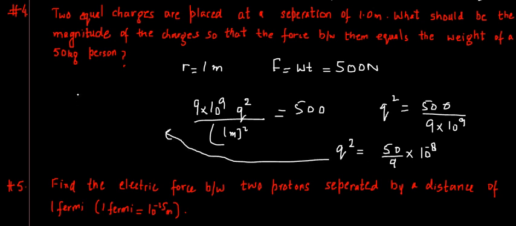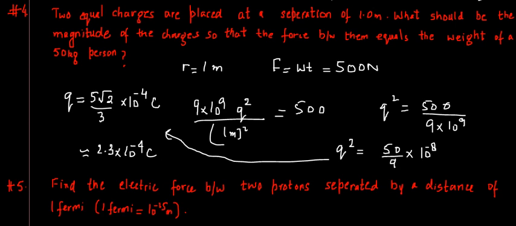The square root of 50 we could write as 25 into 2, and root of 25 is 5. So this is 5 root 2 divided by 3 into 10 to the power of, if you take the square root of this, minus 4 coulomb. Okay, so when you solve this, root 2 is 1.4 approximately, multiply by 5 and divide by 3, you will get an approximate number of 2.3 into 10 to the power of minus 4 coulomb.